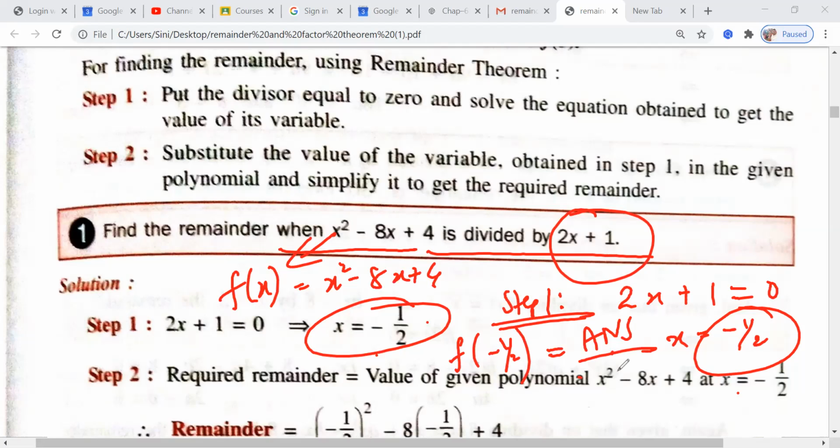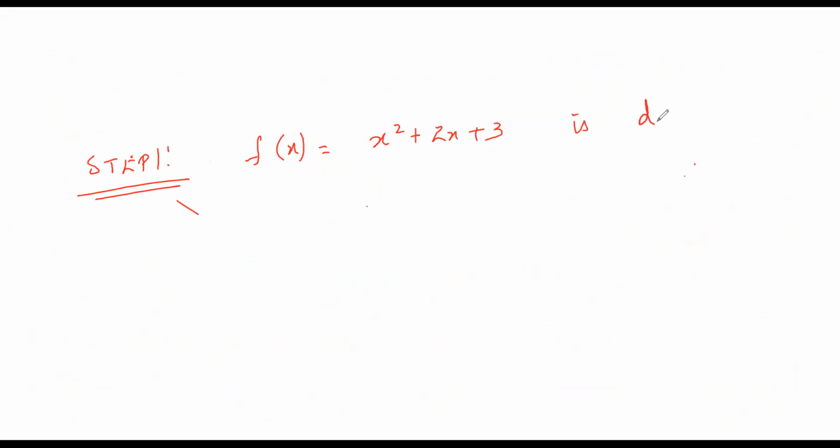If you want, I'll just write it down here. The steps. Step 1. Whatever may be the question, let them give f of x is equal to x square plus 2x plus 3, divided by x minus 3. The question is: find the remainder.